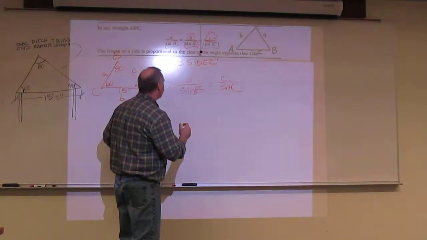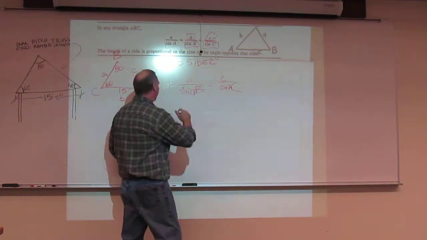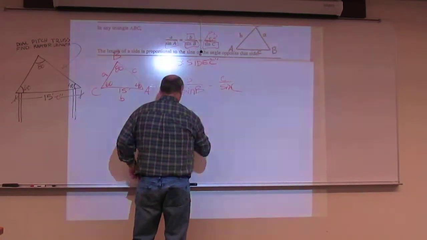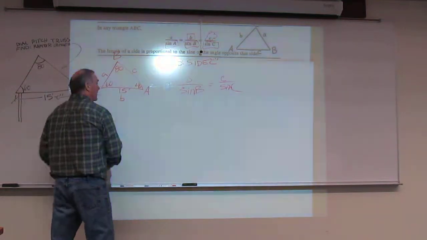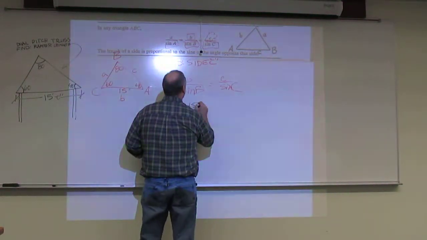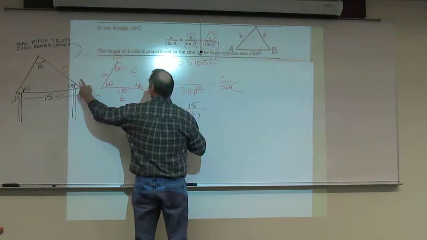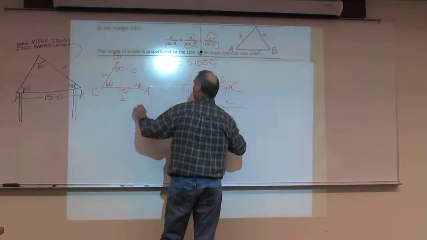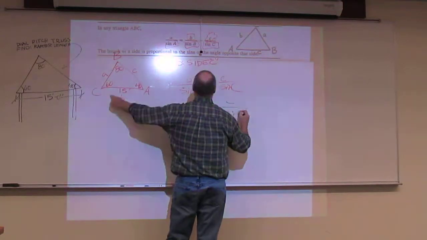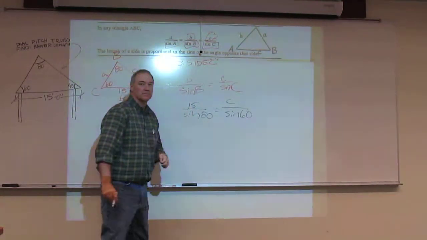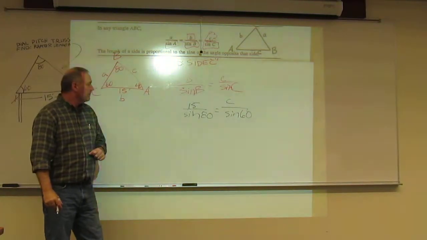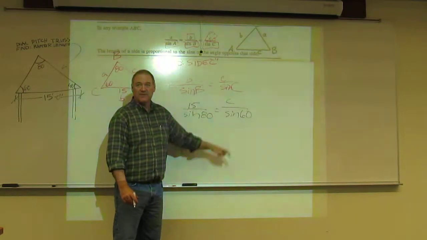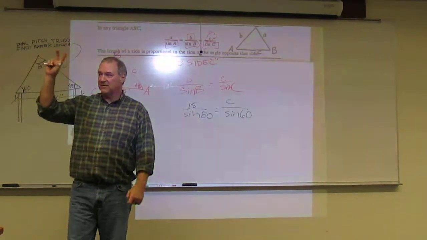Turn it into a right triangle. There you go. All right, so let's go ahead and plug in our numbers. B is 15, over the sine of 80 is equal to C over the sine of 60 degrees. Now again, you can reduce this to a number and this to a number if you wish at this point. Go to 2 decimal places.